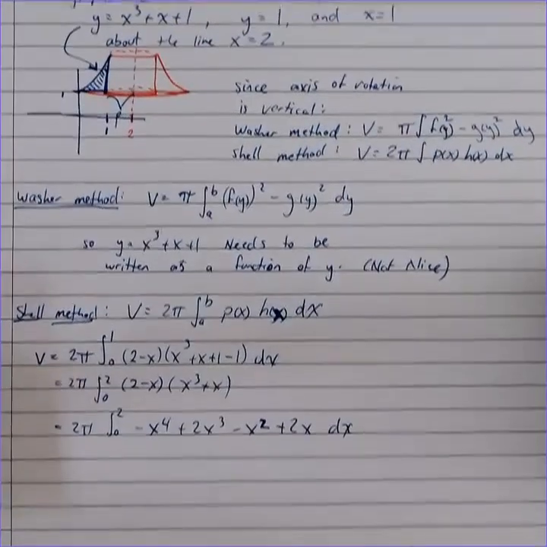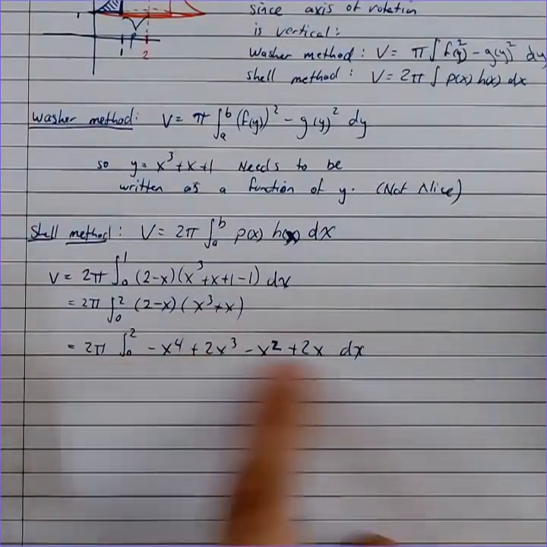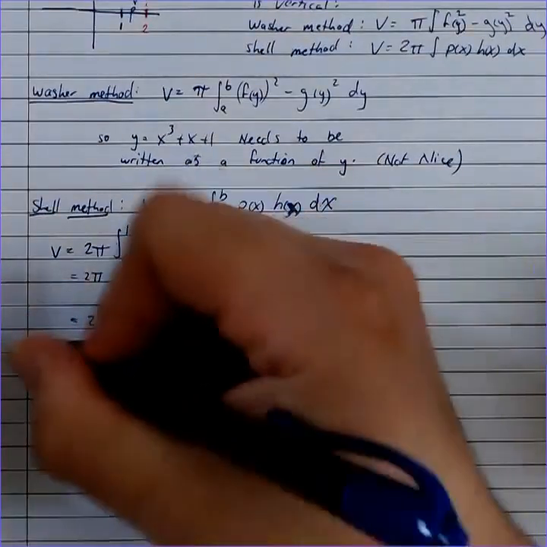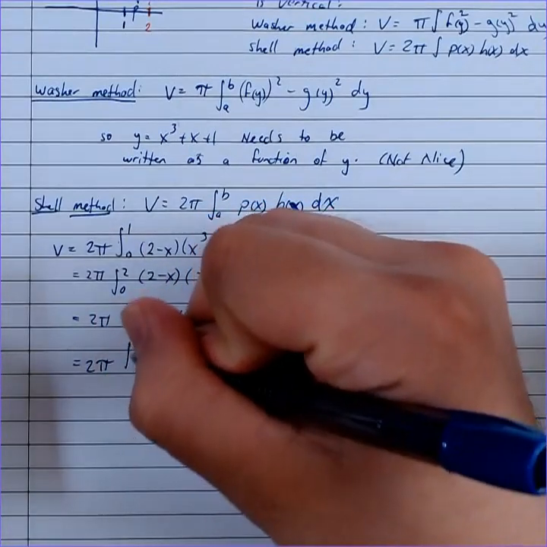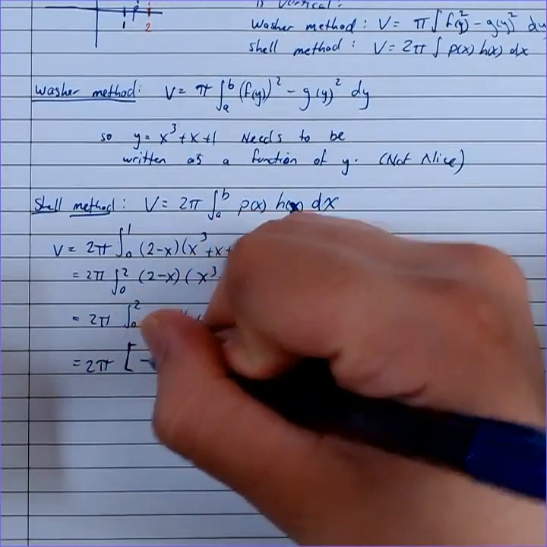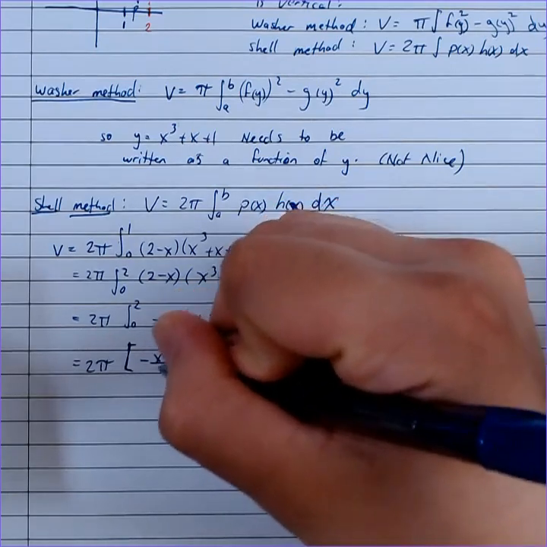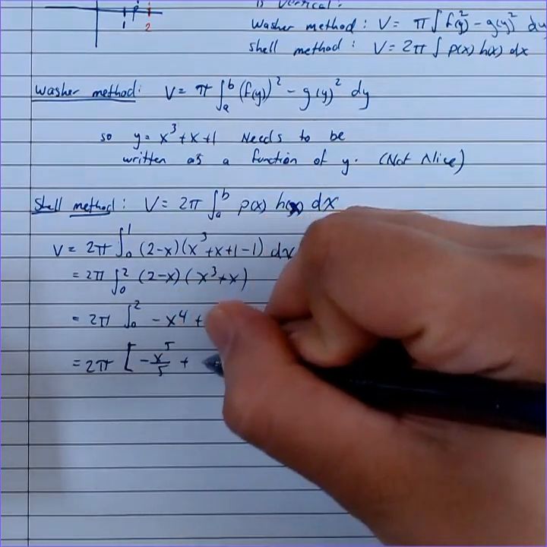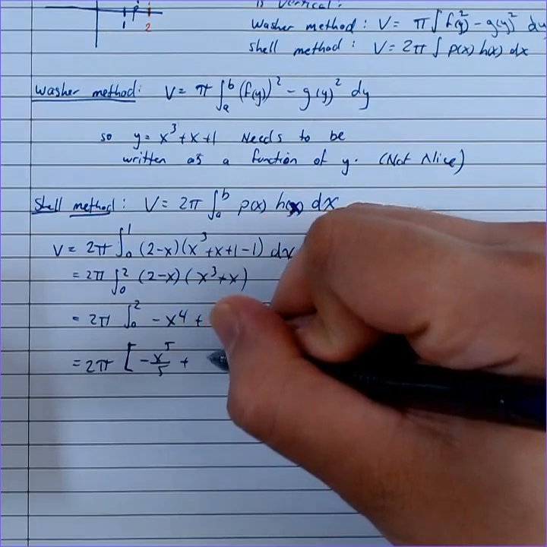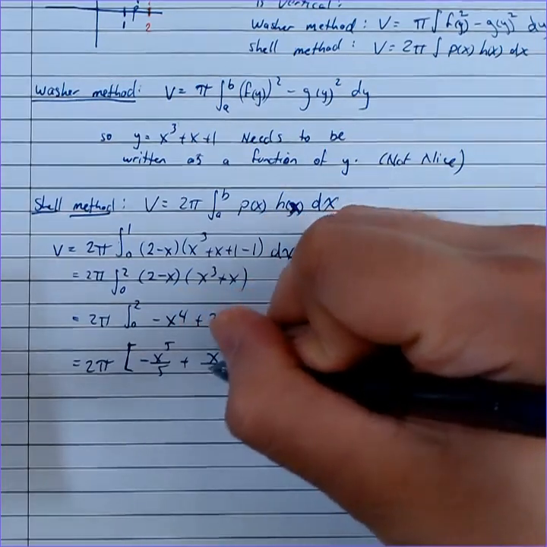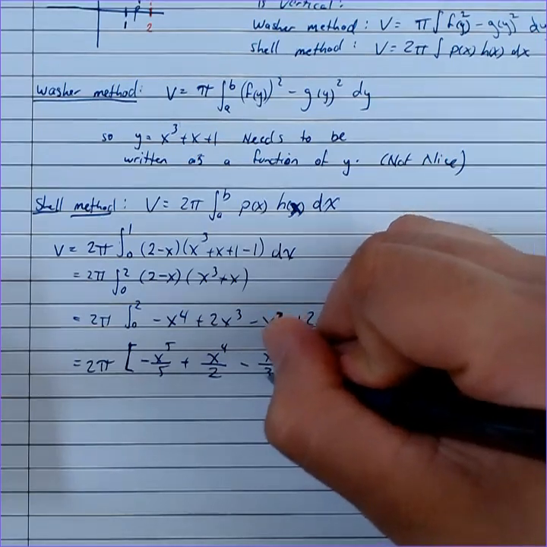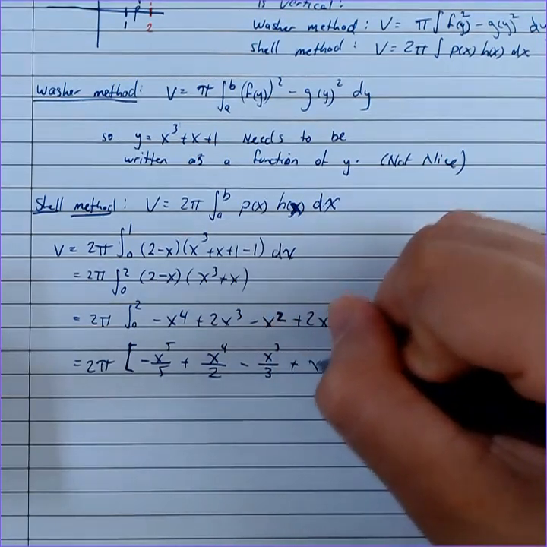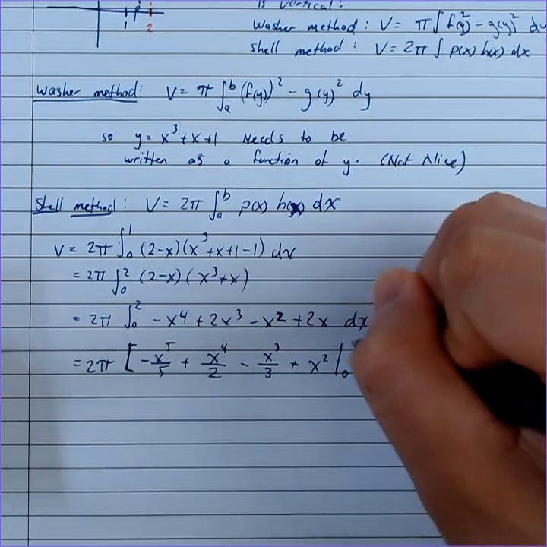Notice that the setup tends to be the harder part. Once you have everything set up, the integrals are going to be generally nice and straightforward. So this is going to be 2 pi times negative x to the fifth over 5 plus x to the 4 over 2 minus x to the third over 3 plus x squared, evaluated from 0 up to 2.